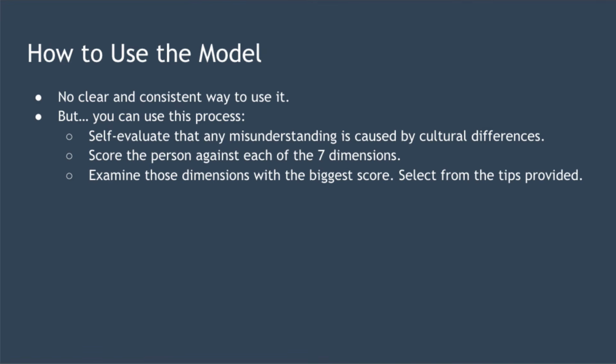So secondly, you want to score the person, not the country they're from, against each of the 7 dimensions. And thirdly, you want to examine those dimensions with the biggest score. And from this, select the tips provided earlier in this video for that dimension to attempt to resolve the problem. Now note that there's a reason why we score the person and not the country they're from. And that's because within individual countries, there are cultural differences from one region to the next. So we score the individual to avoid overgeneralization.